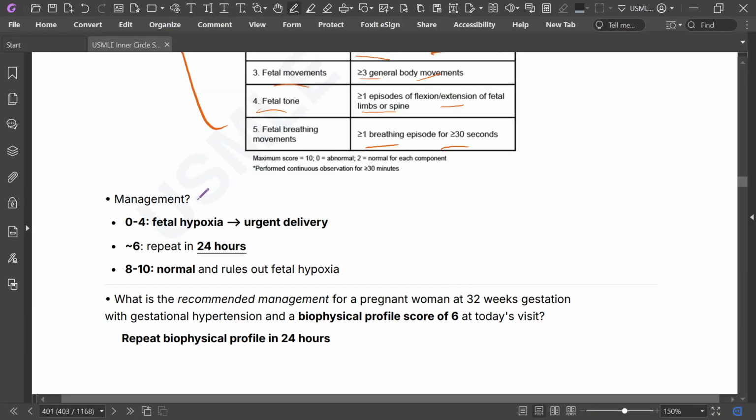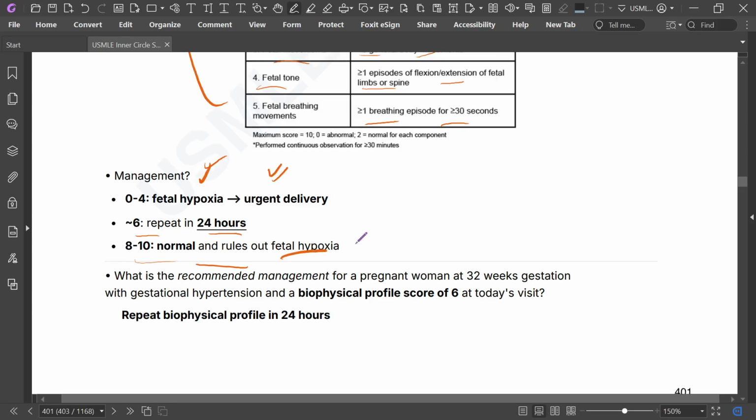A score of 0 to 4 is fetal hypoxia, urgent delivery. 6, repeat in 24 hours. 8 to 10 is normal, rules out fetal hypoxia.